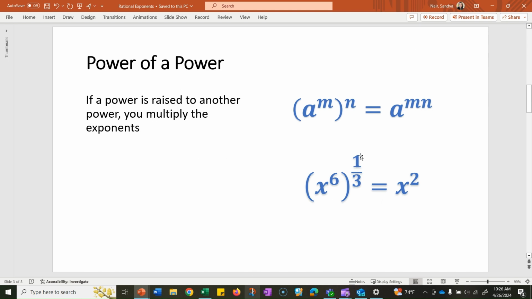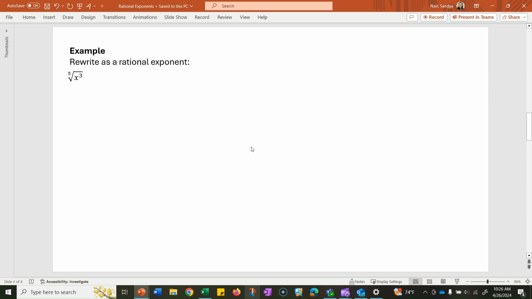So x to the 6 to the 1/3, you're going to multiply 6 times 1/3, which is going to give you x squared. Now let's rewrite this as a rational exponent. The power is going to become my numerator and my index is going to become the denominator. So when I rewrite this, this is going to become x to the 3 over 5.